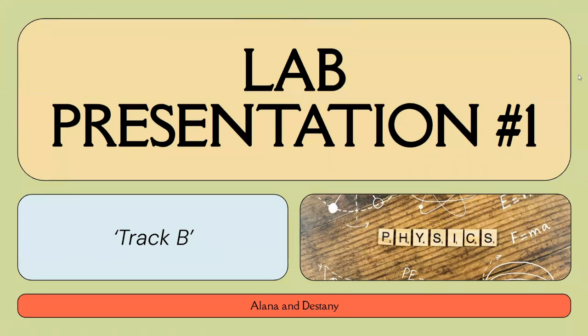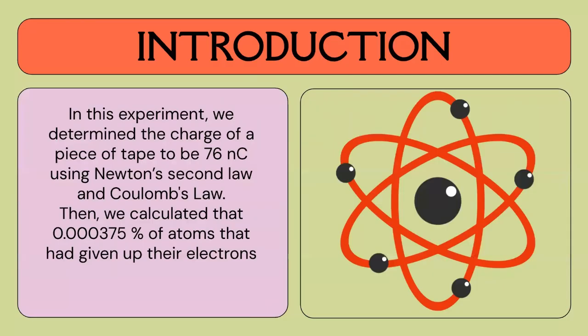This is lab presentation 1 by Lana and Destiny, track B. In this experiment, we determined the charge of a piece of tape to be 76 nanocoulombs using Newton's second law and Coulomb's law. Then we calculated the percentage of atoms that had given up their electrons.